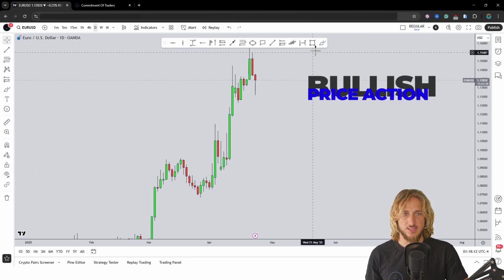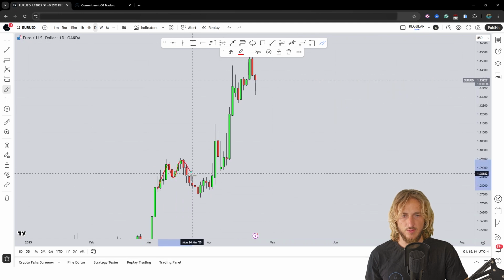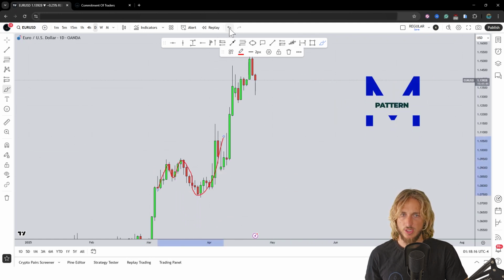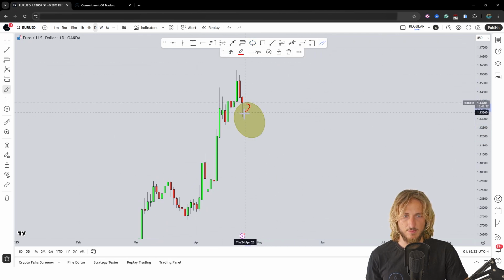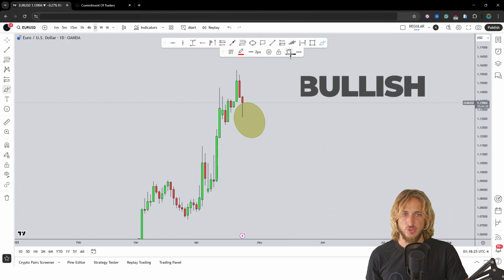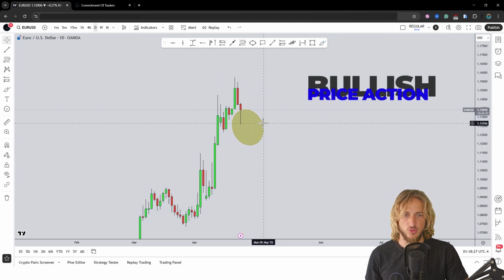We see here an example of an M pattern right here. After the M pattern, the market rejected to the upside. So there is definitely the possibility here, if the market from here will create this M pattern, to then see a potential rejection to the upside fueled by institutional longing.